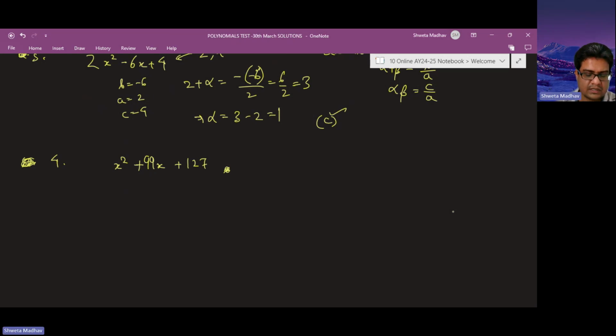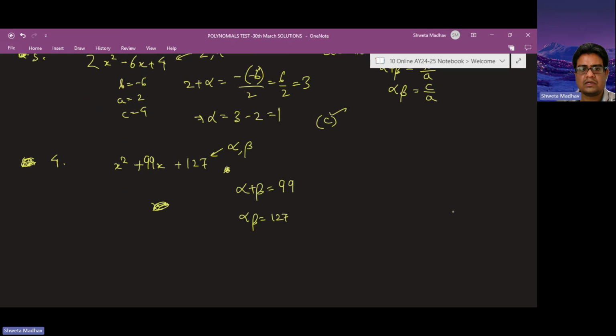So we have to find the sign of the zeros. So here the zeros will be x equal to, if we apply the quadratic formula. As you can see, if we assume that the zeros are alpha and beta, then alpha beta is 127.